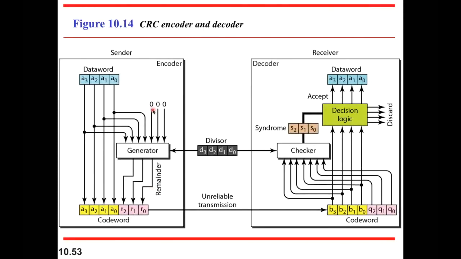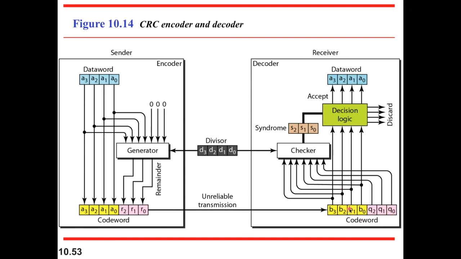The remainder will be 3 bits because I added 3 bits, and the divisor was 4 bits. The remainder is always 1 less than the divisor. If the divisor is 4 bits, the remainder will be 3 bits. If the divisor is 3 bits, the remainder will be 2 bits. If the divisor is 2 bits, the remainder will be 1 bit. So my data word A0, A1, A2, A3 and the remainder bits R0, R1, R2. Now these 7 bits, I will send to you.